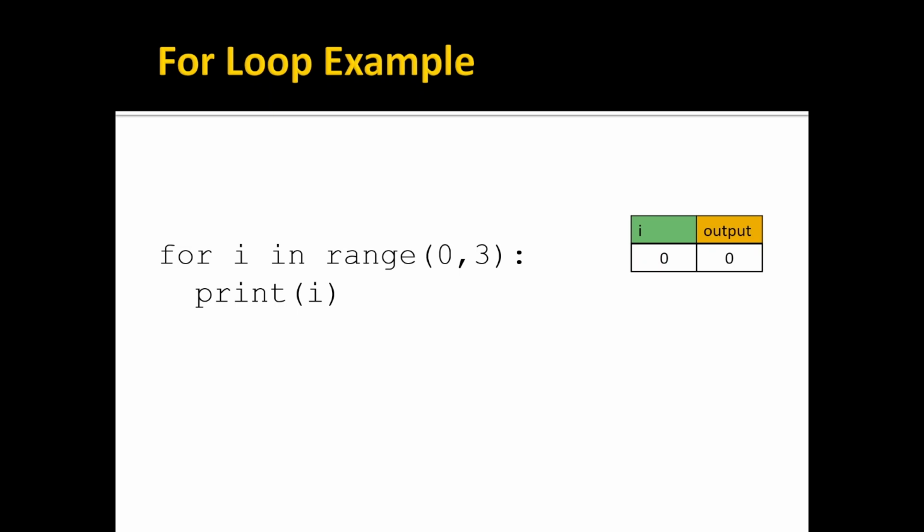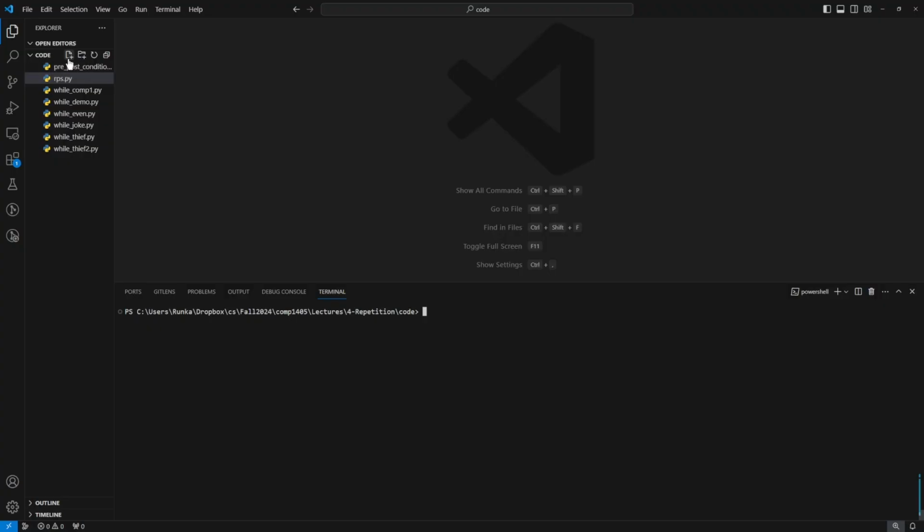Then it goes back to the top of our loop and says get the next value from our range, which is 1, and then print that value. And then get the next value from our range, which is 2, and then print that value. And notice that's the end of our loop, because the range goes 0, 1, and 2, exclusive of its end value. So let's try this code out.